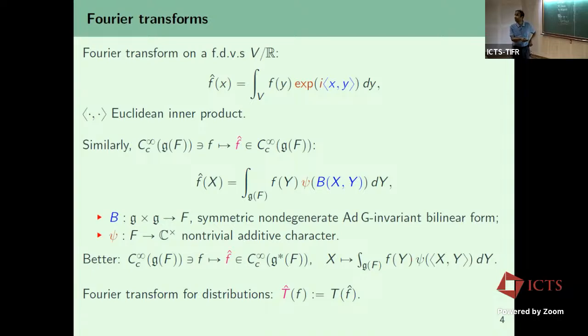You also have a dual Fourier transform at the level of distributions. Usually if I use this magenta color, it means that I'm introducing a symbol. Often that symbol will be used in subsequent slides, so it's some sort of a signal that it's a good idea to remember that symbol. So we'll take distributions on the dual Lie algebra and pull them to distributions on the Lie algebra using this Fourier transform. Okay, so that is what Fourier transforms are.